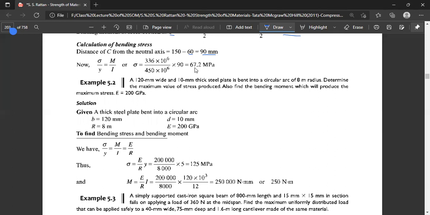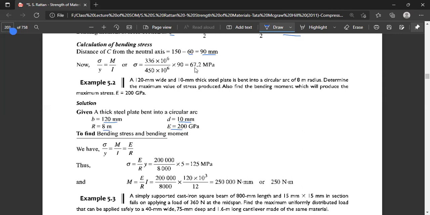E is given as 200 GPa for this particular material. So, what is width? B is 120 millimeter. It is a thin plate, so its width is much higher than the depth, which is 10 millimeter only. It's like a sheet of paper, a sheet of steel, and the radius of curvature is 8 meter.